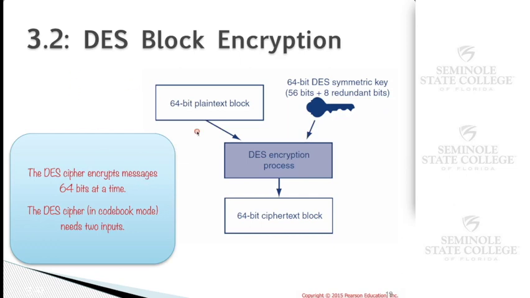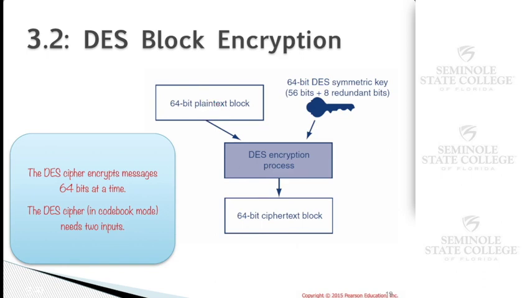So DES, this is how it works. You take the plain text block and process it 64 bits at a time, and you apply a 64-bit DES symmetric key to it, of which 56 bits are the key and 8 are redundant bits. You put it through the encryption process and you get the cipher text. And to get back to the plain text, you do exactly the opposite. You take the cipher text, take the key, put it through the decryption system, and you get back the plain text.